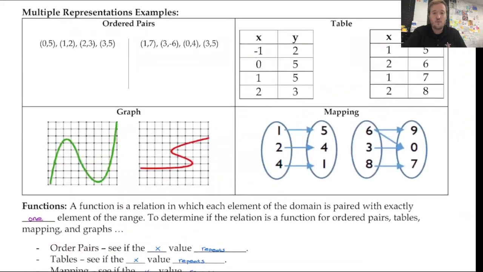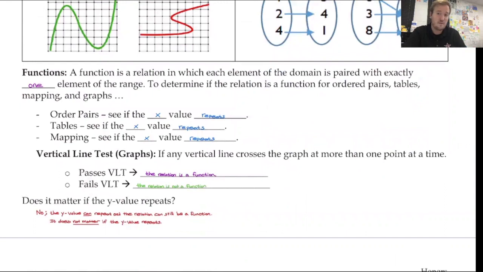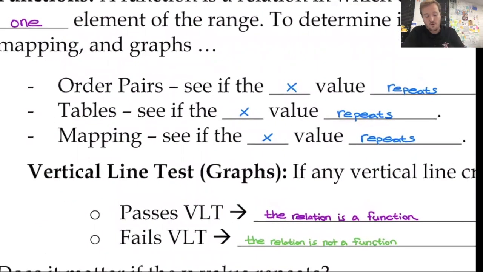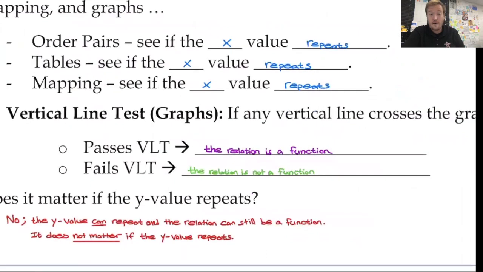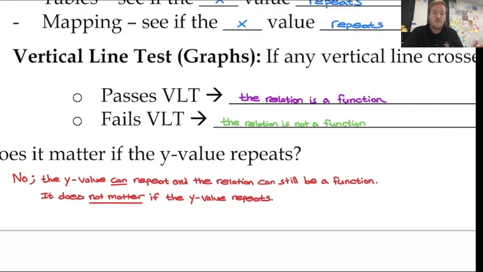So whenever we're looking at all four of these representations, there's certain ways in which we can determine if it's a function. So for the ordered pairs, tables, and mapping, for all three of these, we just want to see if the x value is going to repeat. If it does not repeat, it is a function. If it does repeat, it's not a function. Now for a graph, we're going to look at what we call the vertical line test, or we can abbreviate it as the VLT. So if it passes the vertical line test, it's a function. If it fails the vertical line test, it's not a function.